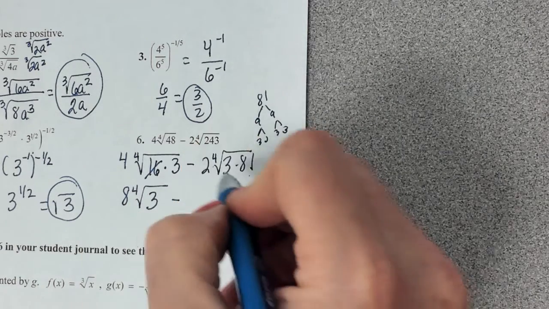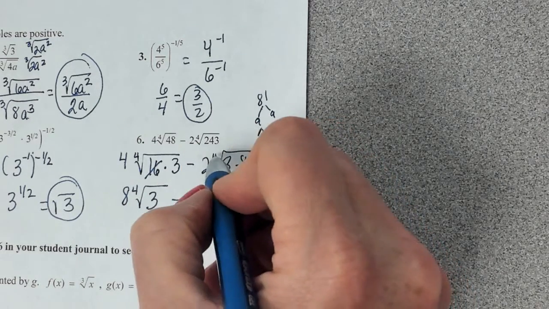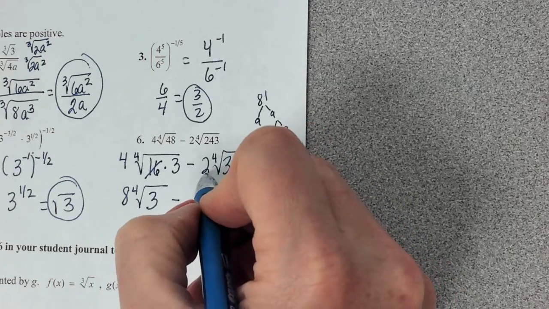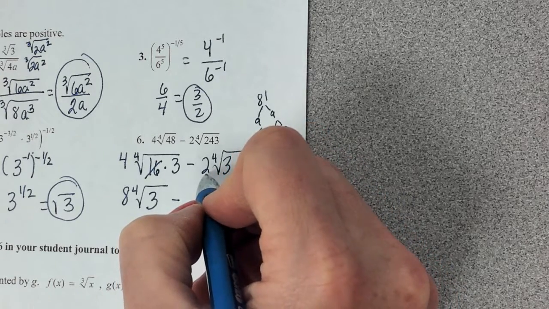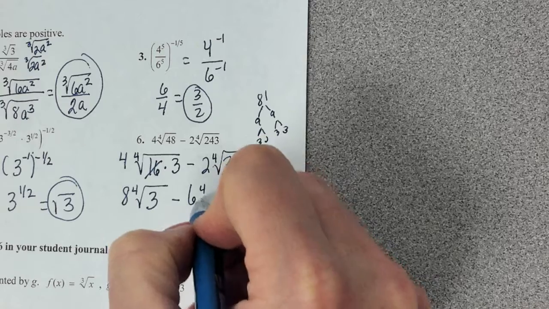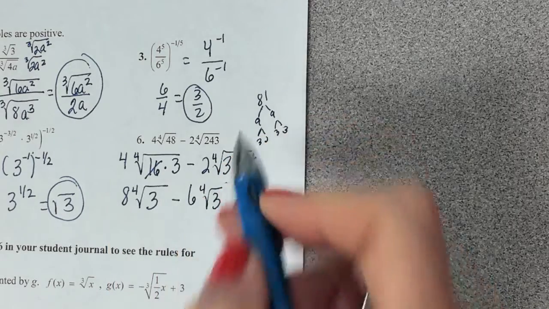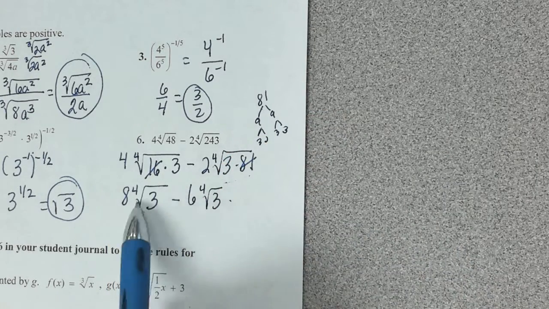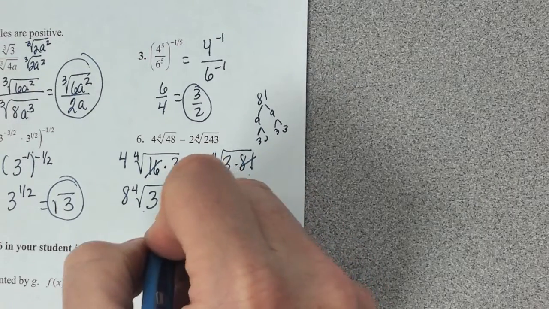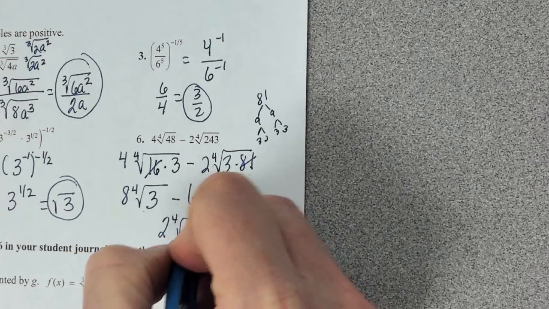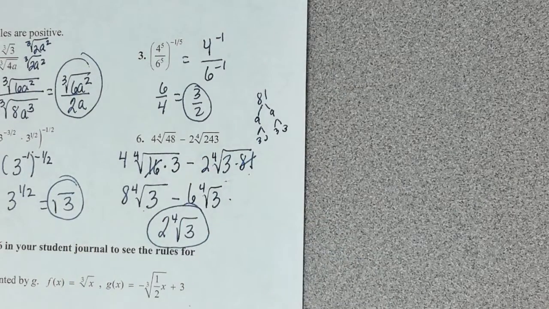So now I'm going to have minus 2, and I have to take out that 4th root of 81 is 3. So what's going to be out here now then, guys, everybody? 6, 4th root of 3, because that could not come out. So now these are like terms, and so our final answer then should be 2, 4th root of 3. Did a lot of you get that right?